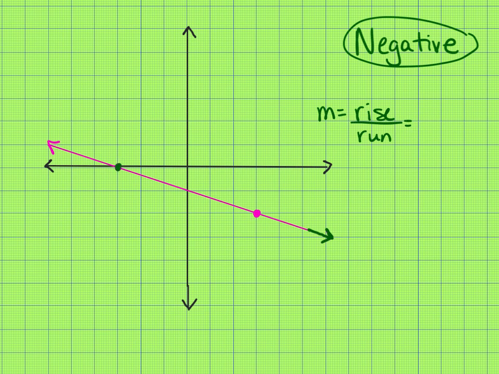So we've got a couple points here, and rise is going up or down. So I'm going to start from the left point, and I'm going to go down 2 places to be level with the other point. And then I'm going to go to the right till I meet the other point, and it went over 6 places to the right. And we just reduce that fraction, negative 2 over 6. They'll both divide by 2, so we get negative 1/3.